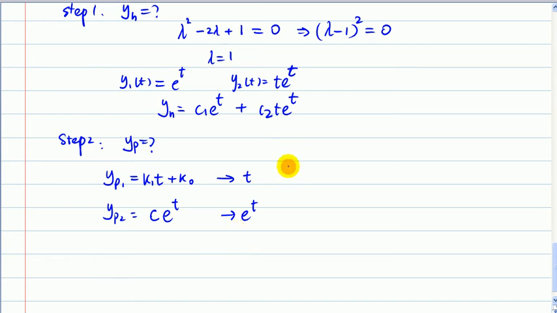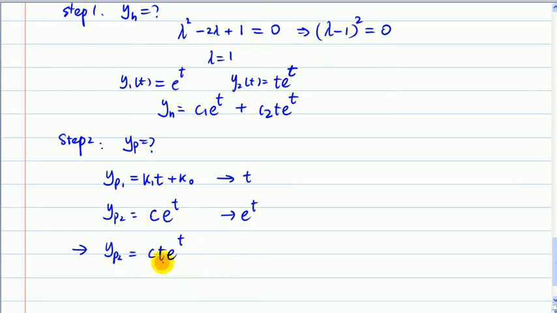The second step is always to ask yourself: do I need to apply the modification rule for the initial guess? You look at your lucky guess for yp1, and it doesn't duplicate any one of the homogeneous solutions. However, when you look at yp2, that duplicates one of the homogeneous solutions here. So essentially, you need to multiply this one by t. Then yp2 changes to c t e to the power of t.